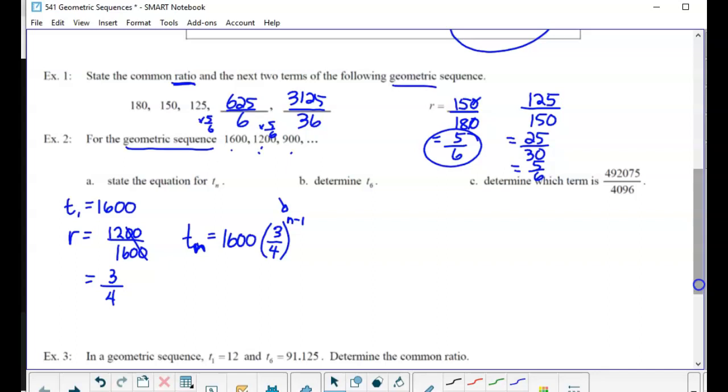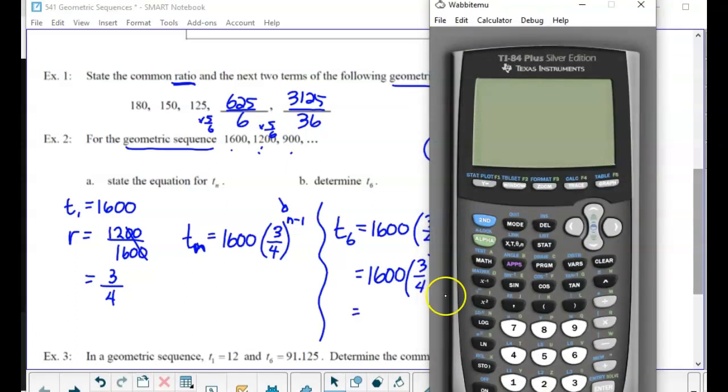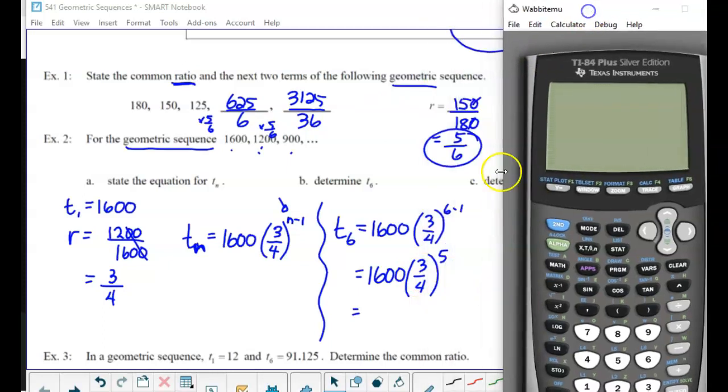And that's it. Then for T6, just substitute that in, which is really exponent 5, right? And you can use your calculator. So 1600 bracket 3 divide by 4 close bracket exponent 5.